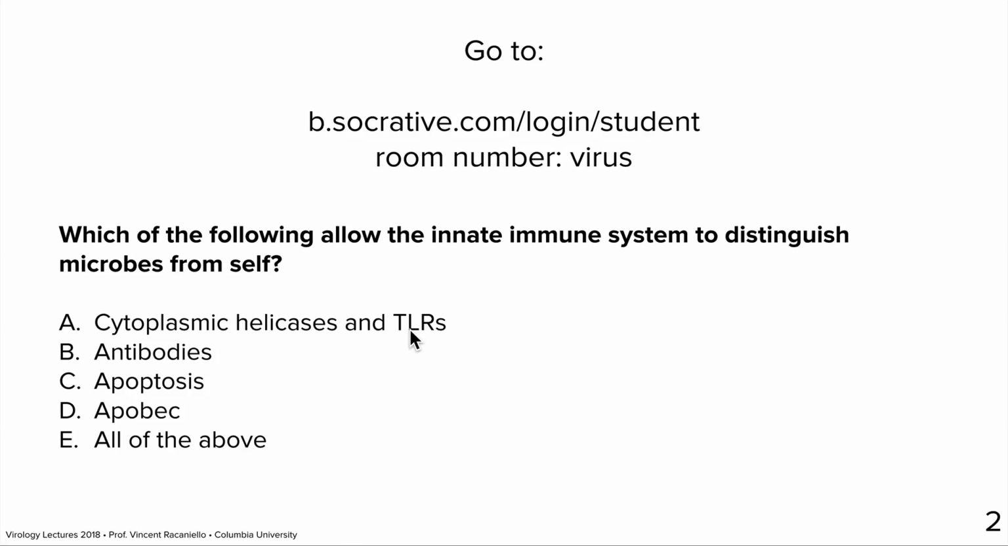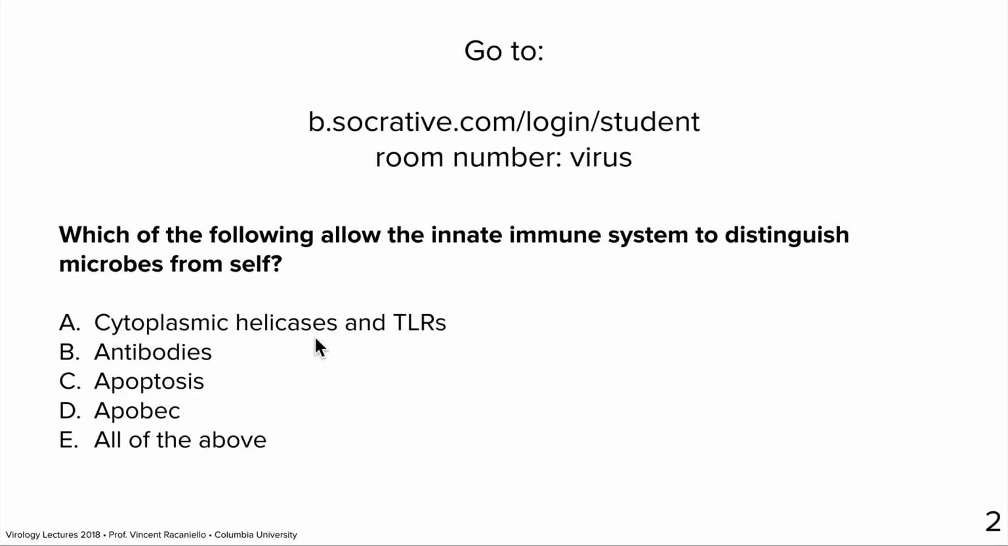Our next question: which of the following allow the innate immune system to distinguish microbes from self? A, cytoplasmic helicases and toll-like receptors; B, antibodies; C, apoptosis; D, APOBEC; or E, all of the above? If you'd like to pause now, I'll give you the answer to this question.